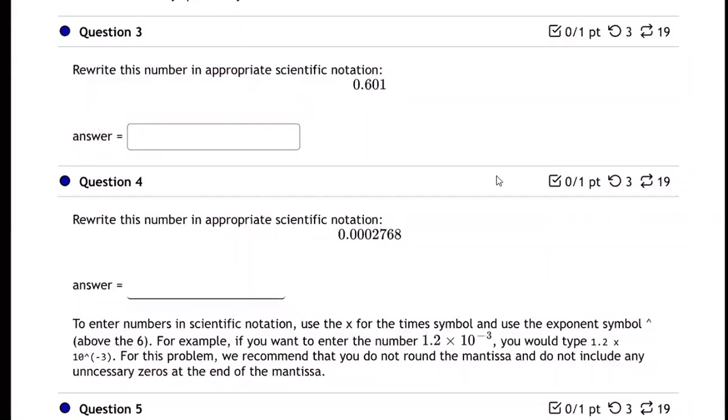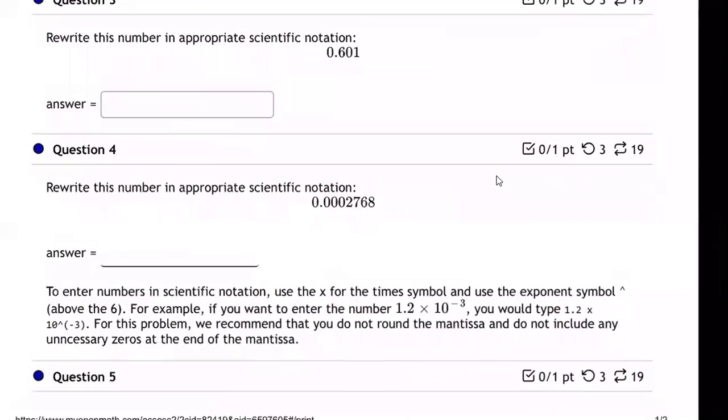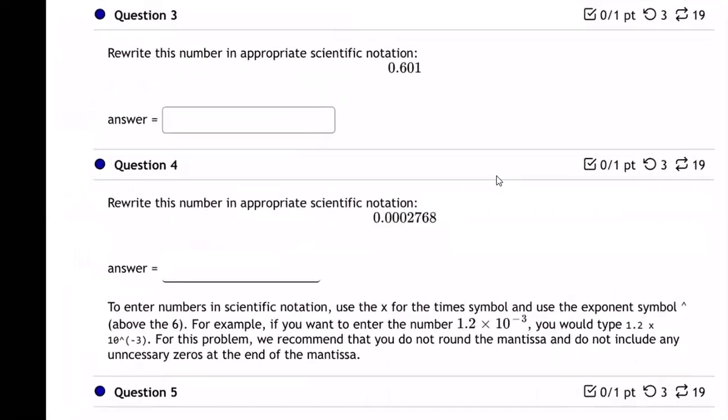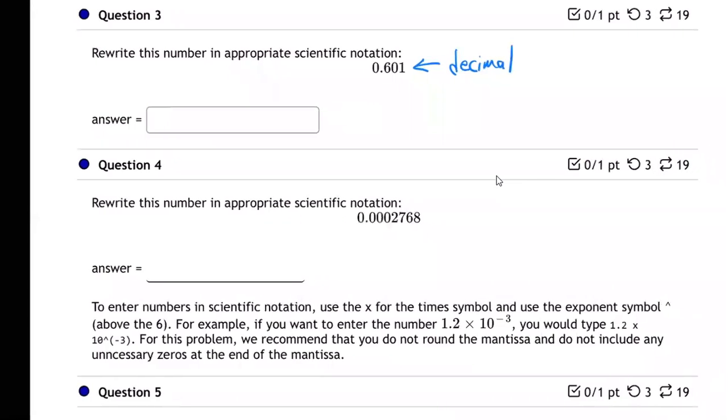We're trying to go the other way. So now they're starting us with a decimal number. This right here is a decimal number, meaning we have to change to scientific notation.